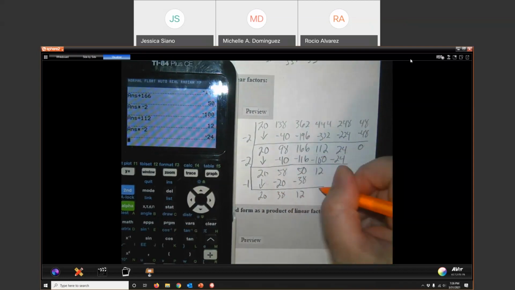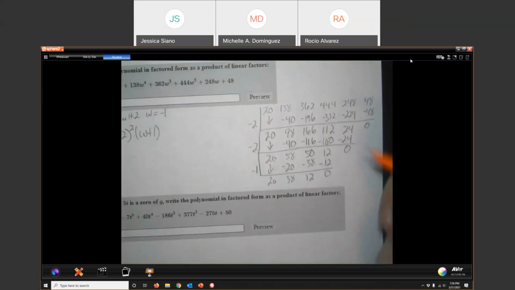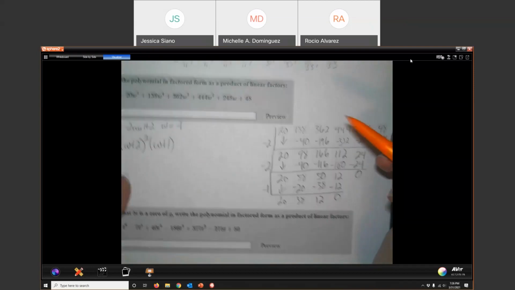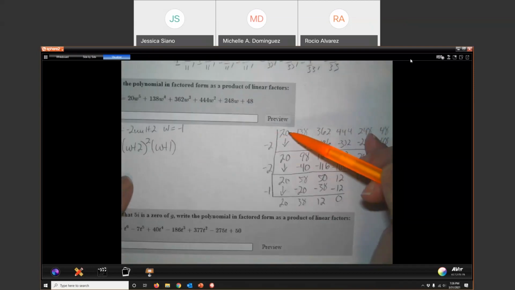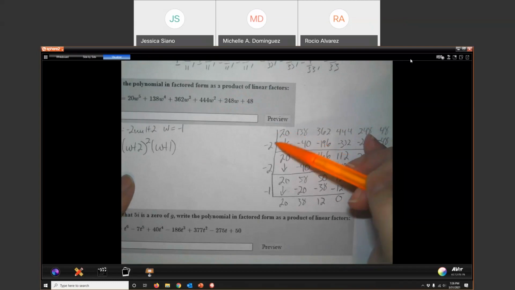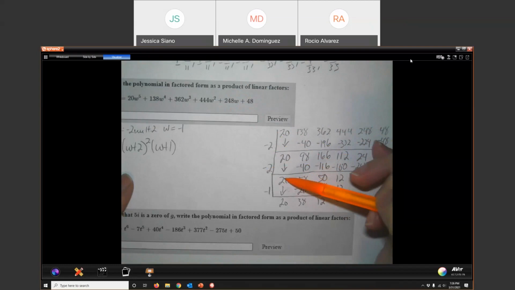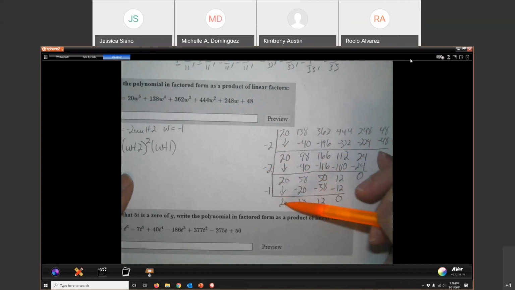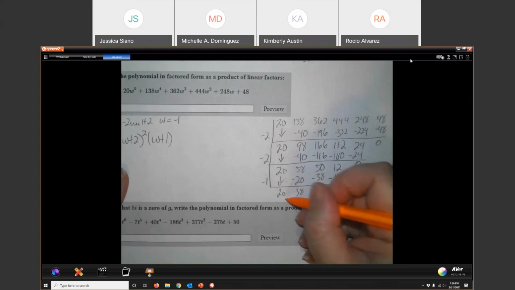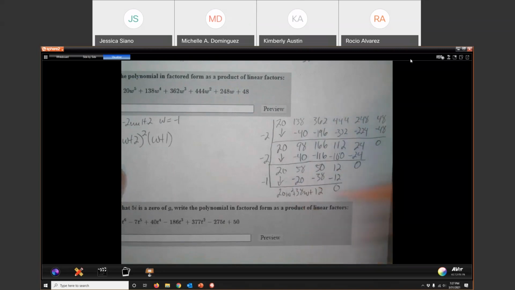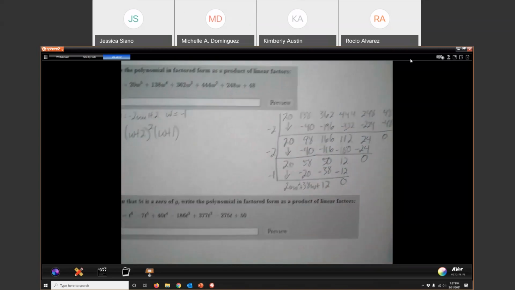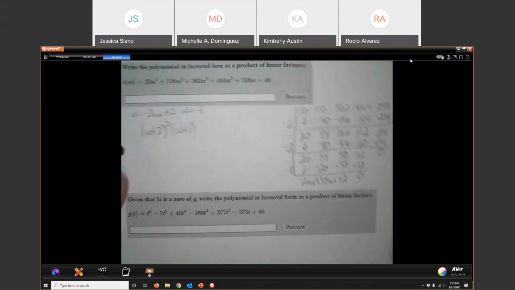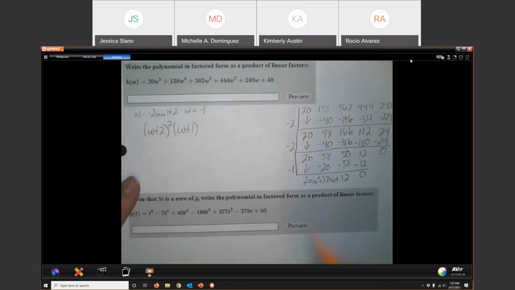-38, 12, -12, 0. There we go. Okay. So in dividing out those three roots, I have gone from a polynomial of 5th degree, divided 1 out, 4th degree, divided 1 out, 3rd degree, divided 1 out, 2nd degree. So what I have here is 20w squared plus 38w plus 12. So in order to get linear factors, I'm going to factor this.